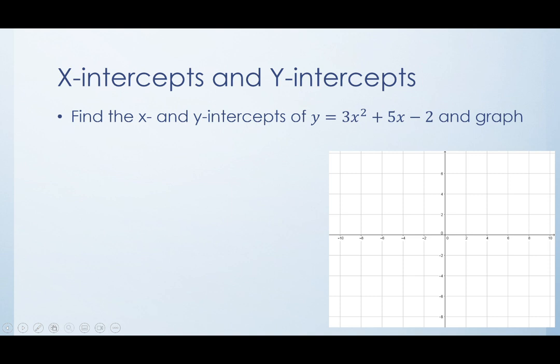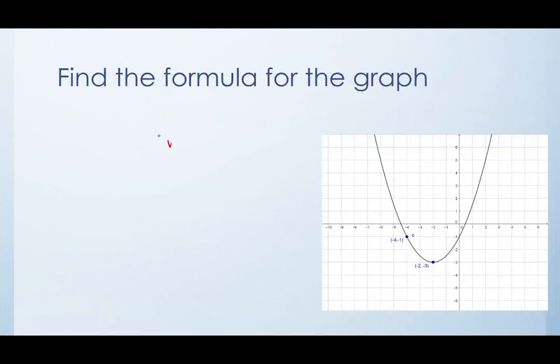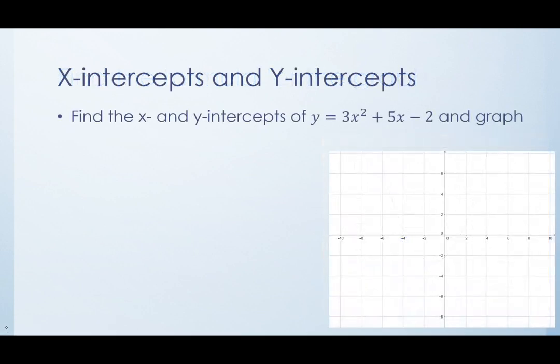All right, so this one's going to start out by asking a little bit different for the x and y-intercepts of 3x squared plus 5x minus 2. So we do know that this is going to open upwards, so concave up. We know the y-intercept will be (0, -2). So I can put one point on here. Boom, done.